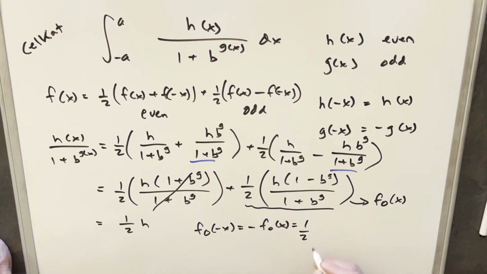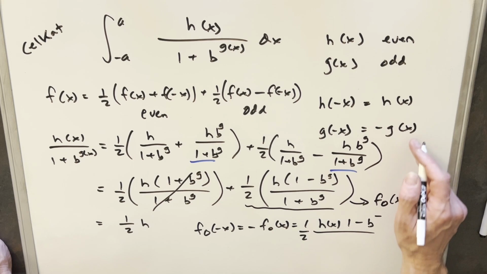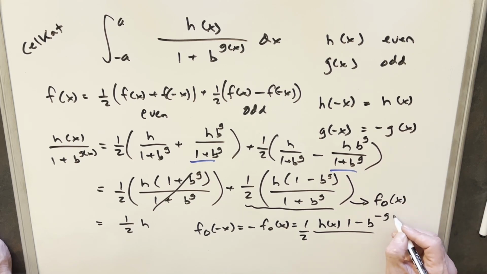So this is going to become 1/2. Here we have h of minus x, but that's just going to be h of x. Then we'll have 1 minus b. I'm bringing back the full notation. So when we have g of minus x, I can bring it outside, so we can write this as b to the minus g of x. Then here, the same thing in the denominator, we have 1 minus b to the minus g of x.